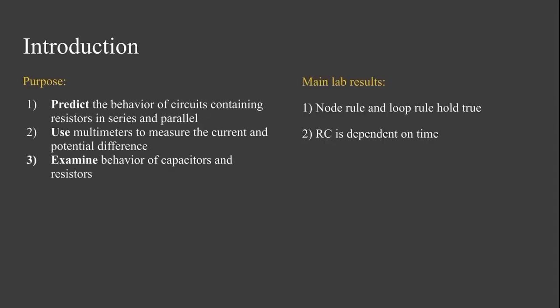The main purpose of today's video is to predict the behavior of circuits containing resistors in series and parallel. We'll also use multimeters to measure the current and potential difference of different circuits. And finally, we'll examine the behavior of capacitors and resistors. The main lab results we will see by the end of this video include 1. Node rule and loop rule hold true, and 2. RC is dependent on time.